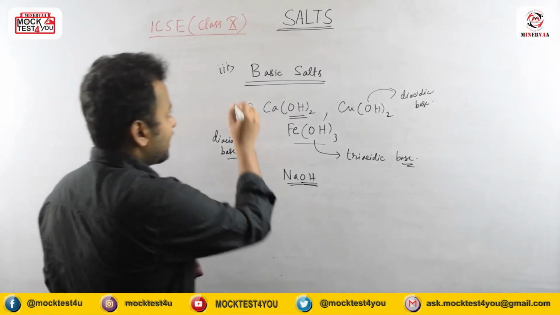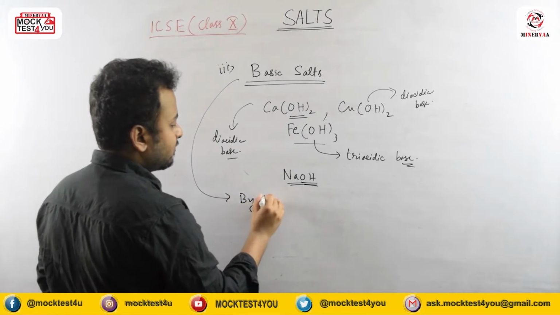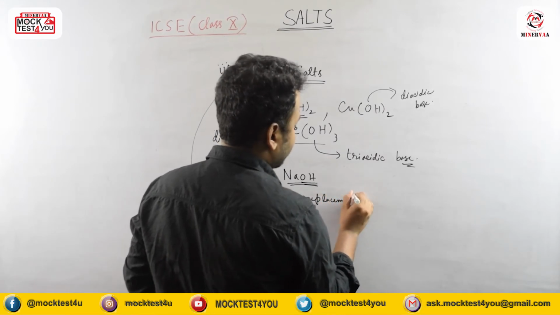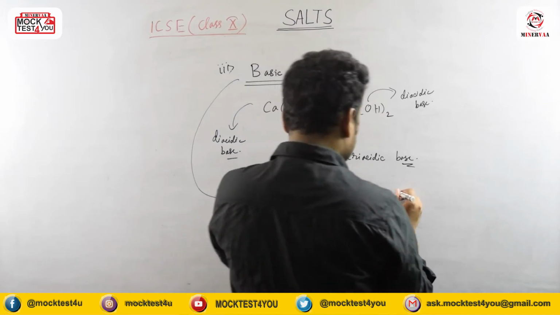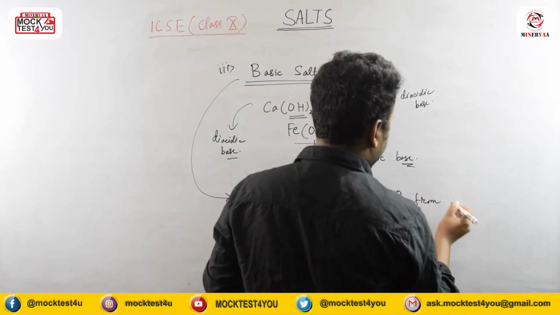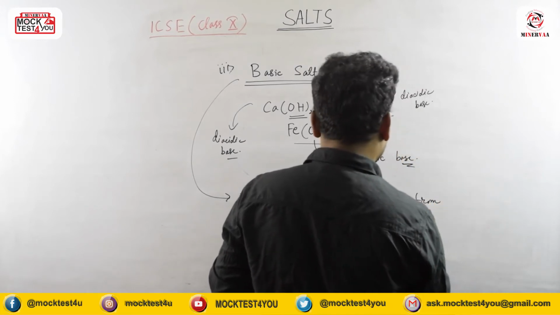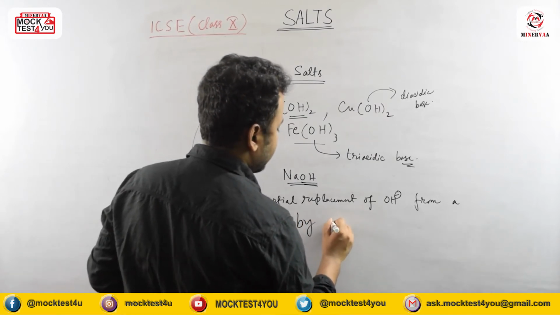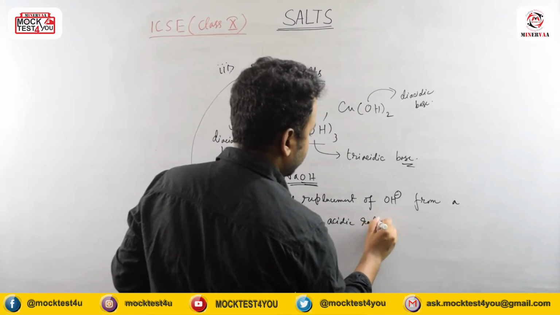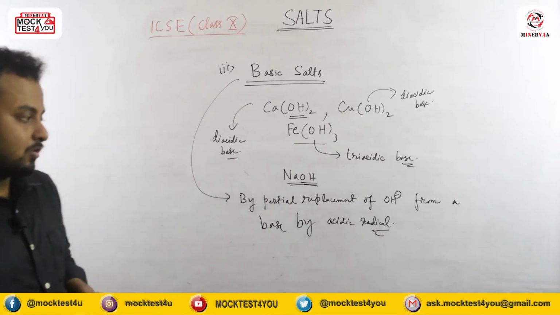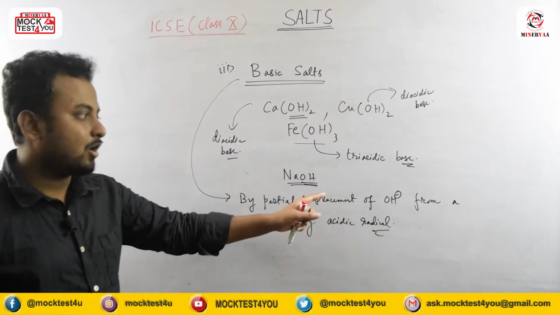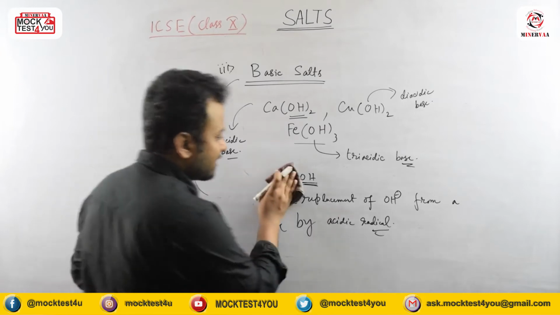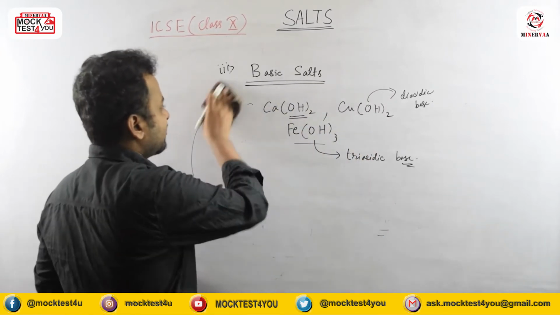Then only partial replacement of OH minus by an acidic radical is possible. So how can a basic salt be formed? By partial replacement of OH minus from a base by an acidic radical. When an acidic radical partially replaces the OH minus present in the base, we get a basic salt. We'll see some examples of basic salts.